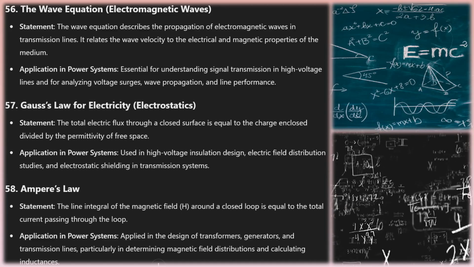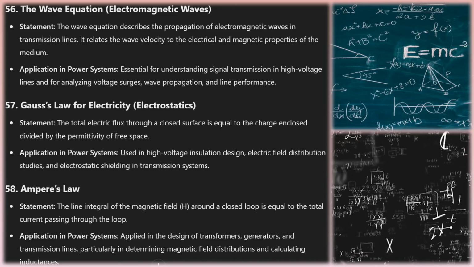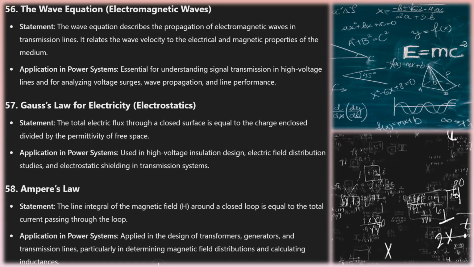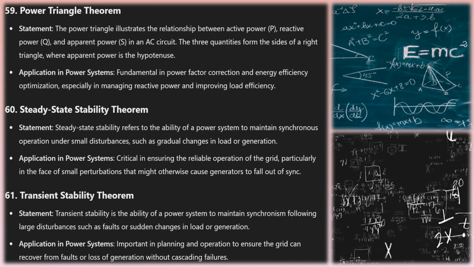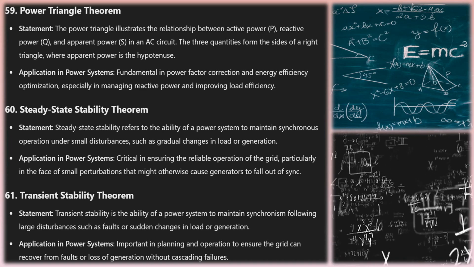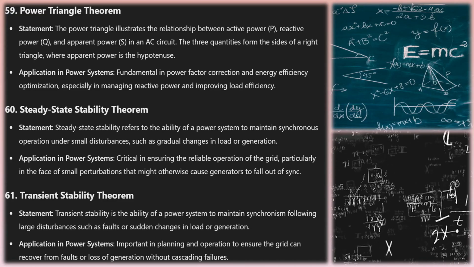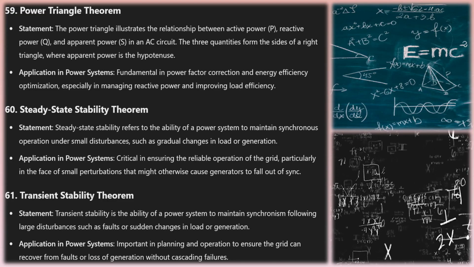Nyquist stability criterion. The Nyquist criterion is used in control theory to determine the stability of a closed-loop system based on the open-loop frequency response. Application in power systems: used to assess the stability of power system controllers, especially in automatic generation control (AGC) and power system stabilizers (PSS).